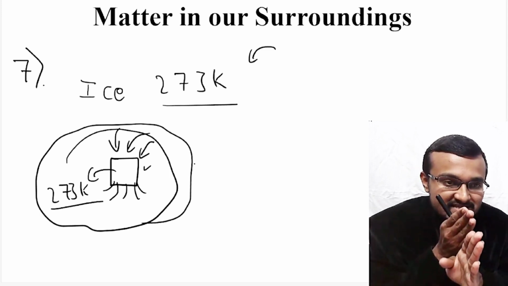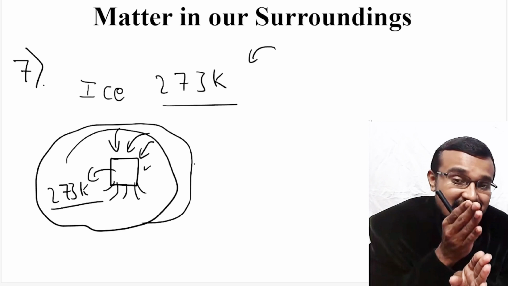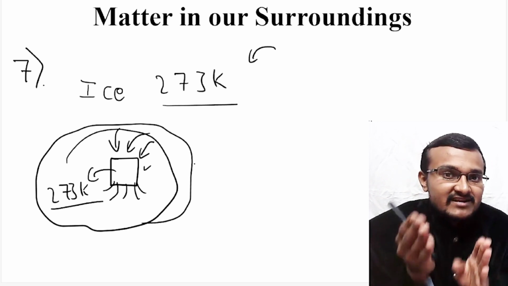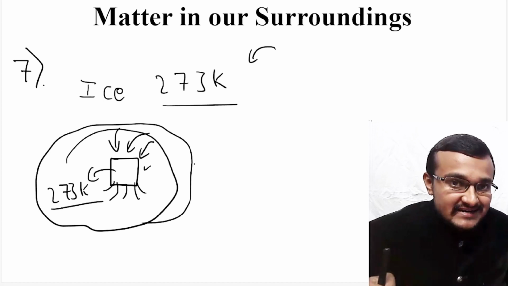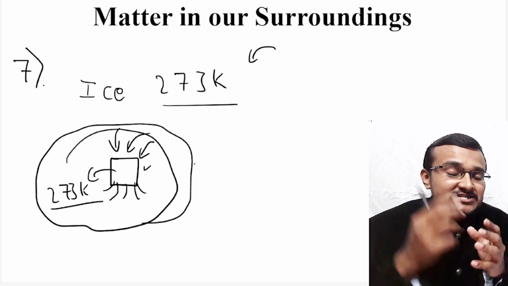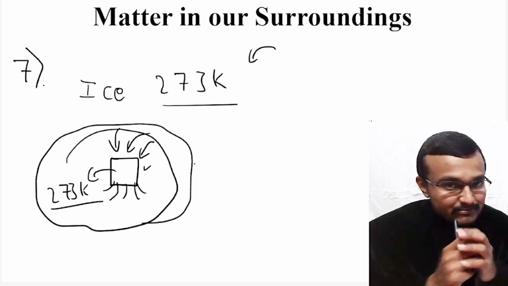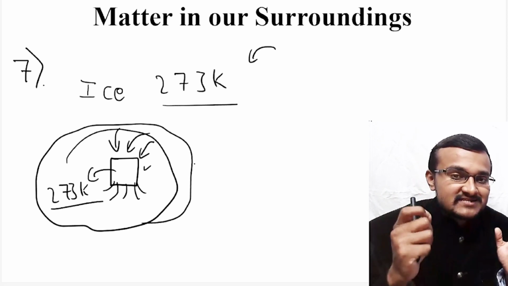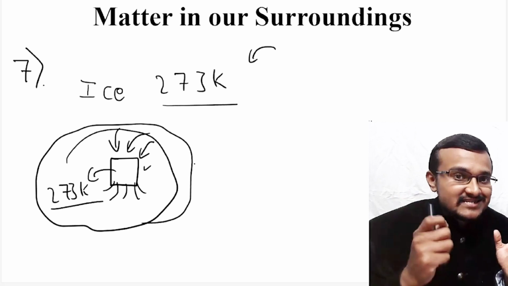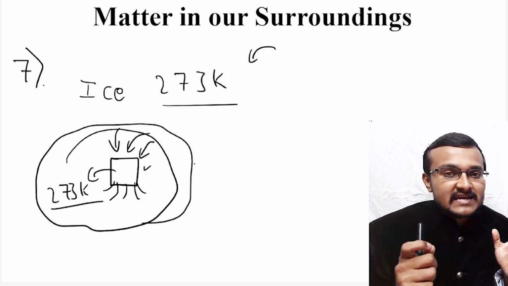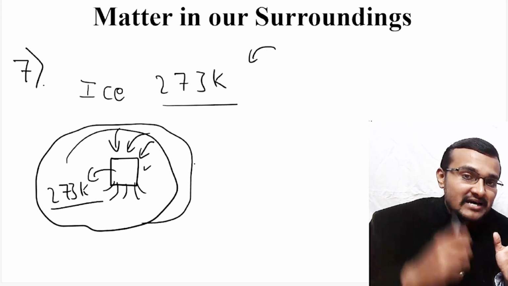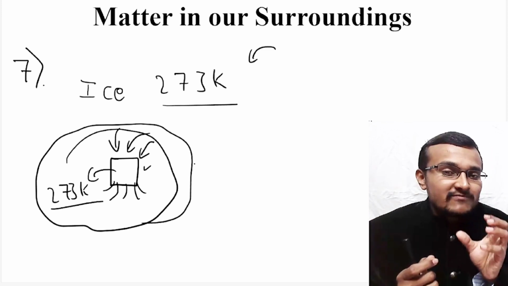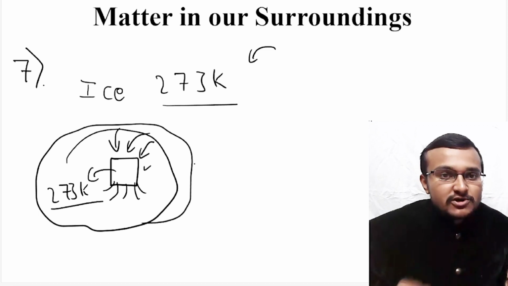But at 273 Kelvin, ice will start absorbing heat which is slightly above 273 Kelvin, and this ice starts melting. So ice is absorbing heat, but the temperature of ice is not increasing. This is known as latent heat. Because of this latent heat, the ice temperature will remain 273 Kelvin and it has the capacity to absorb more and more heat.